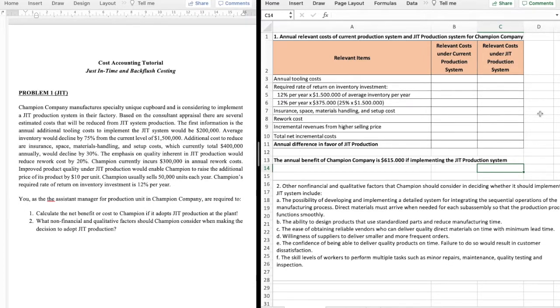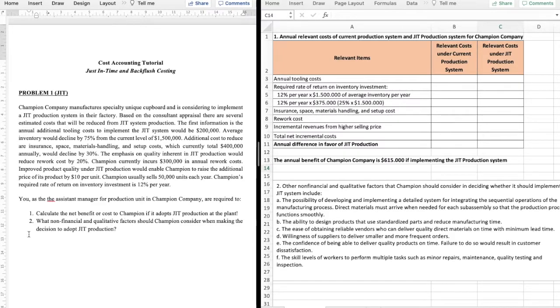Champion Company manufactures specialty unique cupboards and is considering implementing a JIT production system in their factory. Based on the consultant appraisal, there are several estimated costs that will be reduced from JIT system production. From this sentence onward, this is the information that we need to fill the relevant items in the table of the Excel. And the question is, we are required to calculate the net benefit or cost to Champion if it adopts JIT production at the plant.